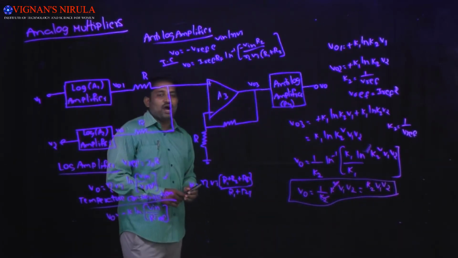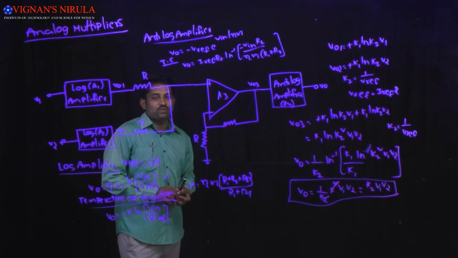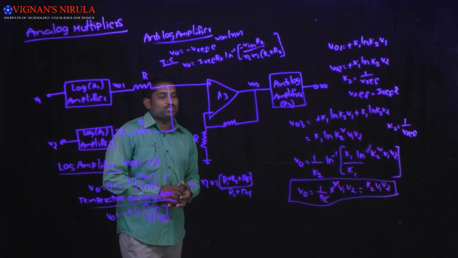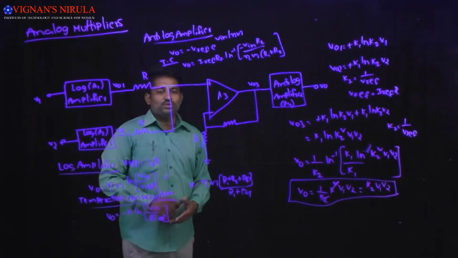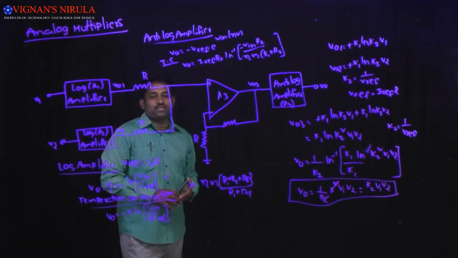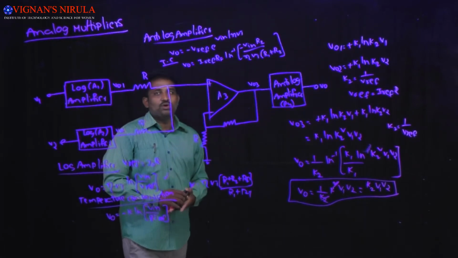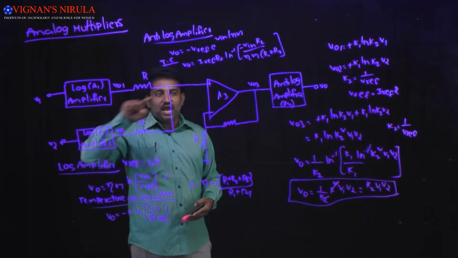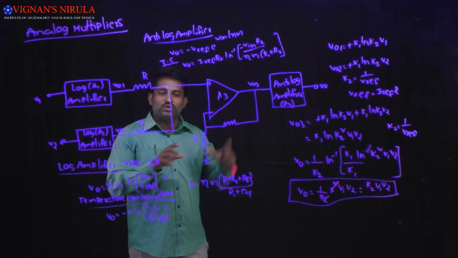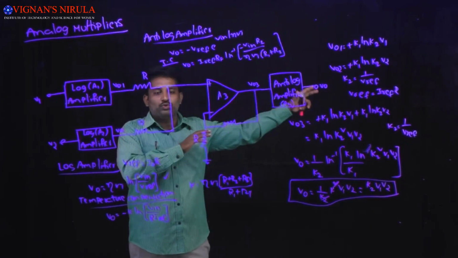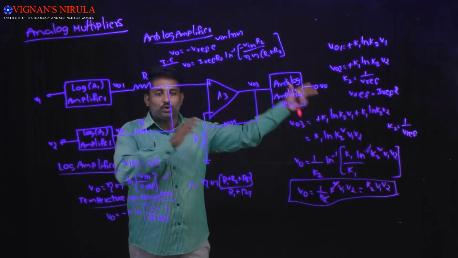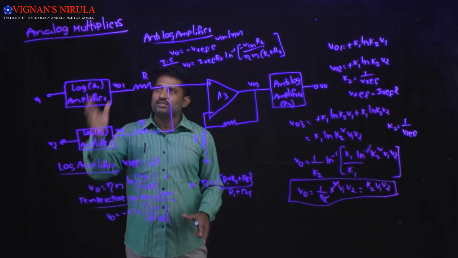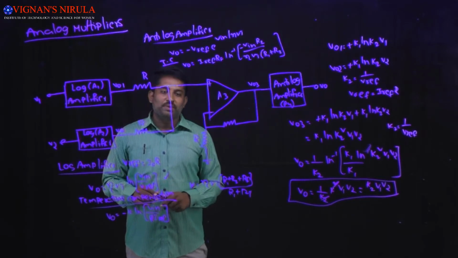Finally, the output voltage will be equal to the product of two input voltages, which are V1 and V2, where K2 is nothing but a constant. So by using logarithmic amplifiers as well as anti-logarithmic amplifiers, we can produce an output voltage which is nothing but the product of two input voltages. This is called an analog multiplier.